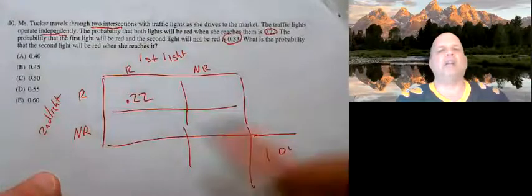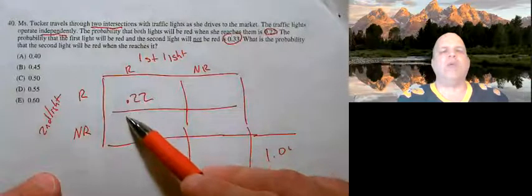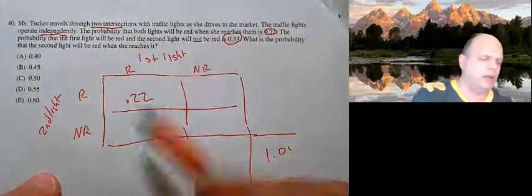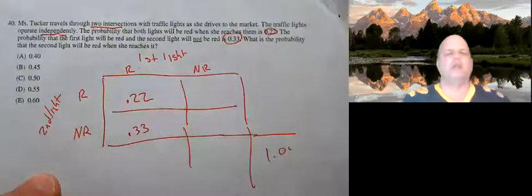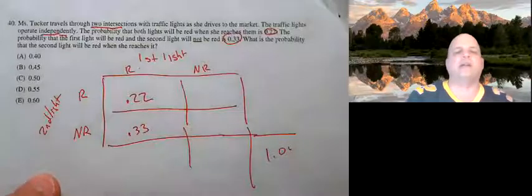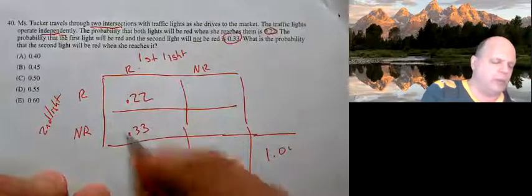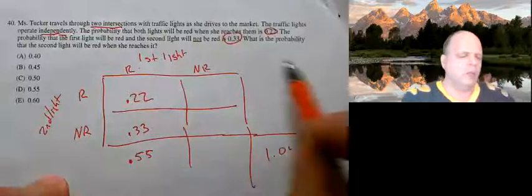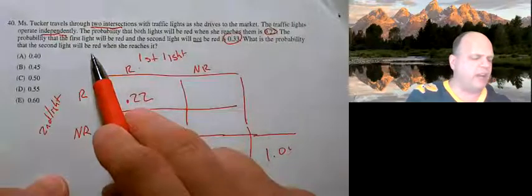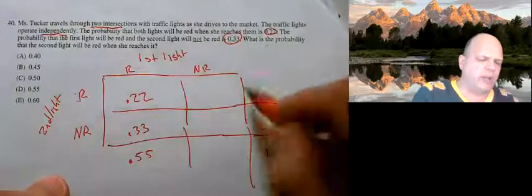The next thing, the probability that the first light will be red and the second light will not be red is 0.33. First light is red and second light is not red is 0.33. Once again, they didn't say given that or if that, it was just, this is a fact. So this is a joint probability. And I can add these 2 up together and get a marginal. So I get a marginal of 0.55. What is the probability that the second light will be red when she reaches it? Well, that's this, and I don't know that value.